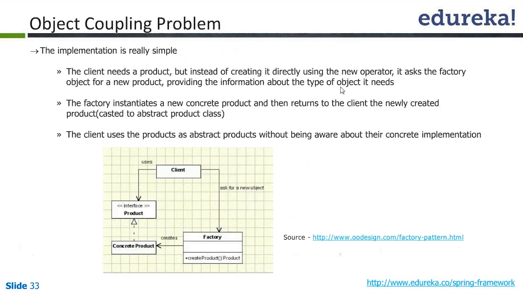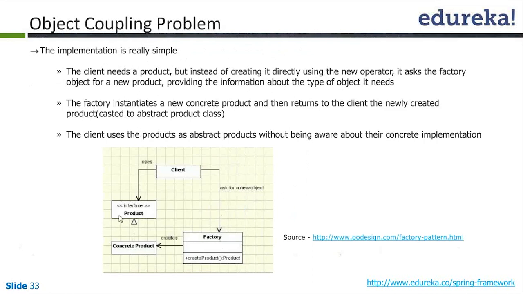So here, what is happening? Which object will be created and how the object will be created, that part is abstracted from your business logic. Based on the parameter that you pass, you will get the respective object. How, that is completely abstracted away from the business logic.